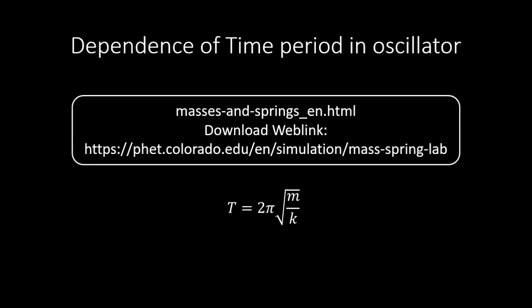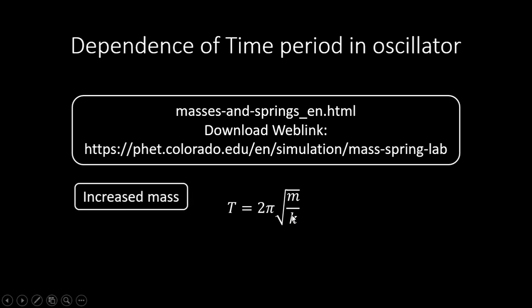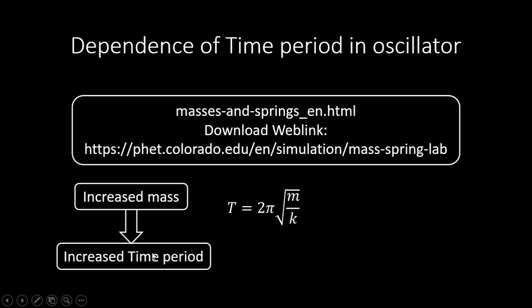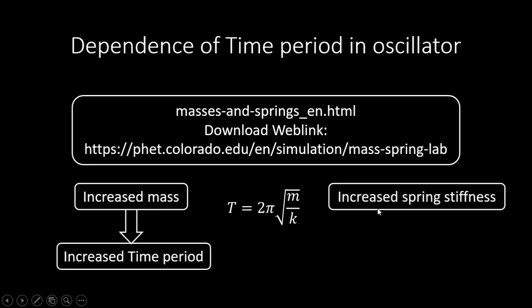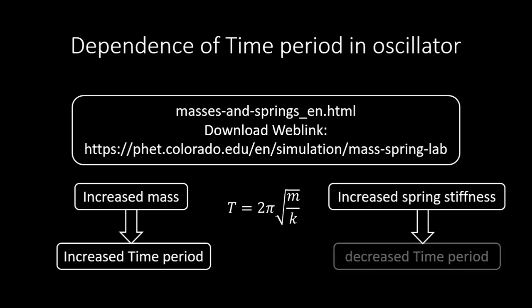That means time period T is proportional to the square root of mass, and that is inversely proportional to the square root of spring constant k. That means if we increase the mass of the dead load at the end of the spring, the time period will increase, and if the spring stiffness is increased, that means if the spring constant is increased, the time period will decrease. Let's see this phenomenon using a simulation.